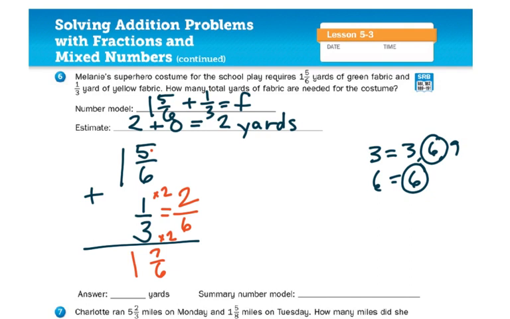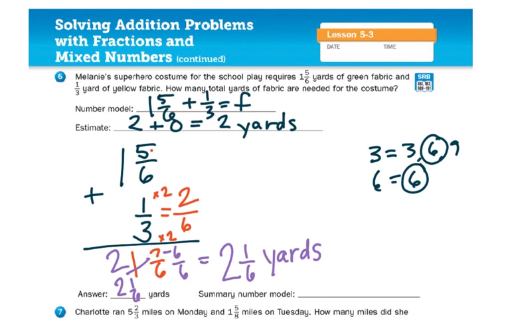If you went to Joann Fabrics or Walmart and asked for 7/6 of a yard, they would say, what? So what we're going to do is take away 6/6, which equals 1 whole yard of fabric, and add that to the 1 to get 2. So 2, and then I took away 6/6 to add to the whole number. I'm left with 1/6. So I need 2 1/6 yards. So 1 and 5/6 plus 1/3 equals 2 and 1/6 yards.